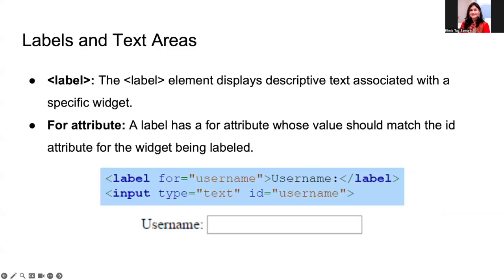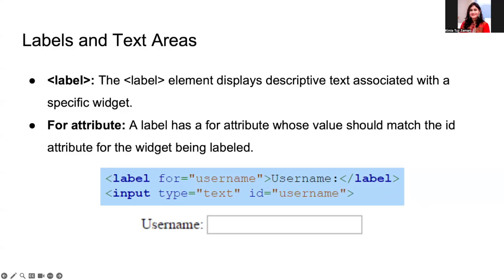Now let's talk about labels and how they work with the form elements. The label tag is used to display descriptive text for a specific widget. In this example, the word username is a label that's tied to the text box beside it. What makes this connection work is the for attribute. The label's for value must match the ID of the widget it's describing. So here the label has for equal username and the input field has ID equal to username. This way they are linked together.